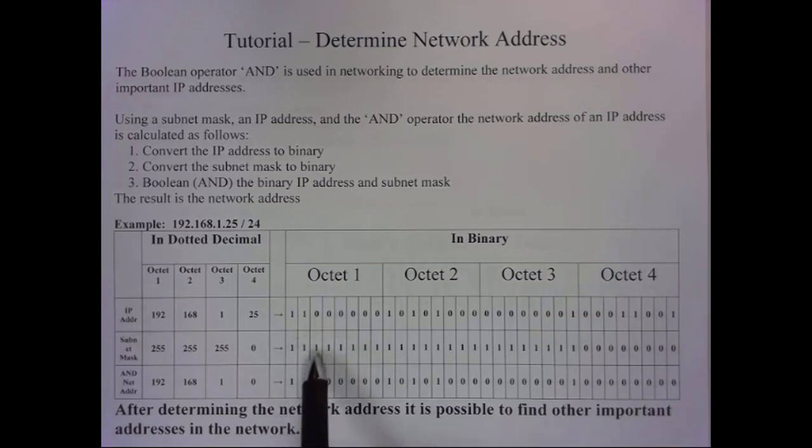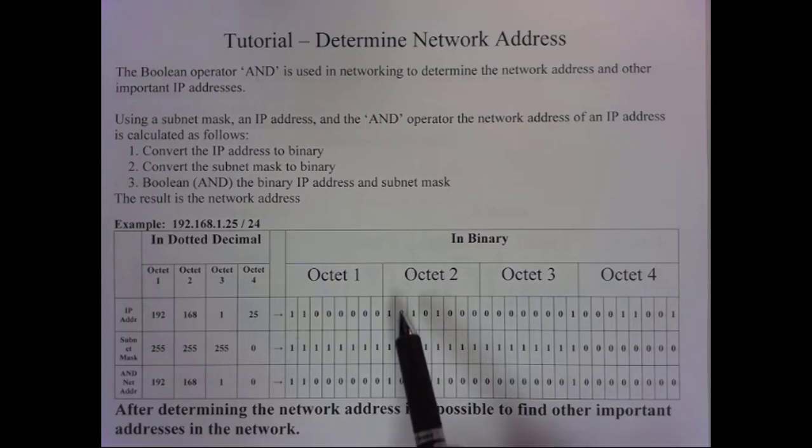If I have two non-matching values, the 0 and the 1, it's going to be a 0. 0 and a 1, a 0. 0 and a 1, a 0. So we're going to do that all the way through. We're in octet 2 now. 1 and a 1 is a 1. 0, 1, 0, a 1, and a 1, and it's a 1. So we're just doing that all the way through.